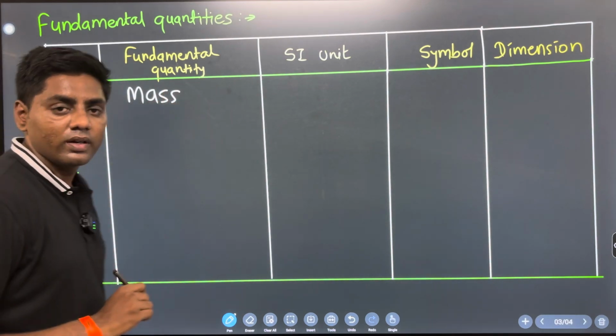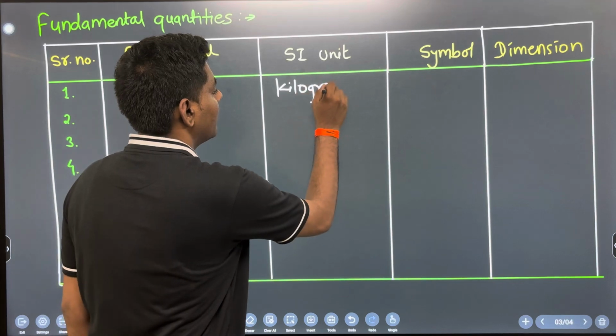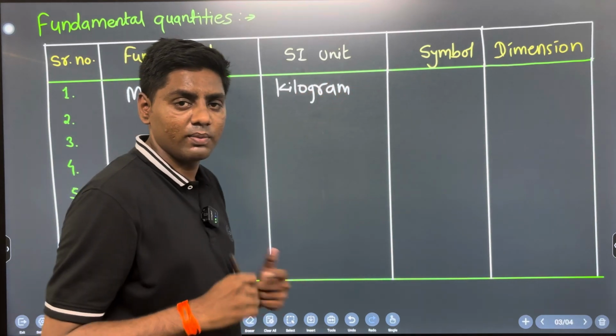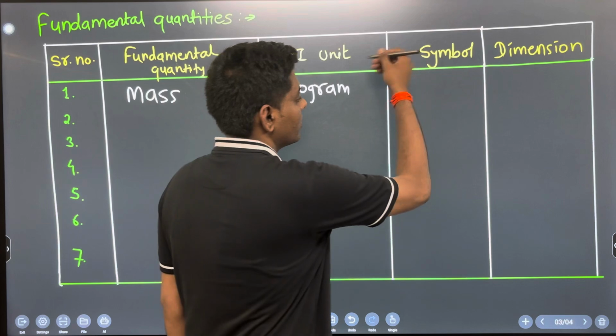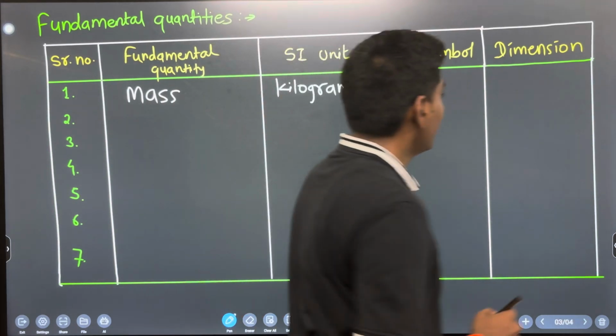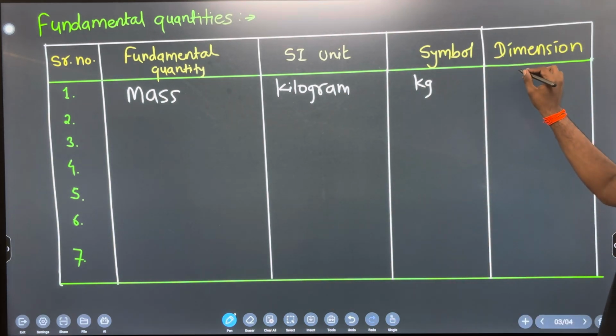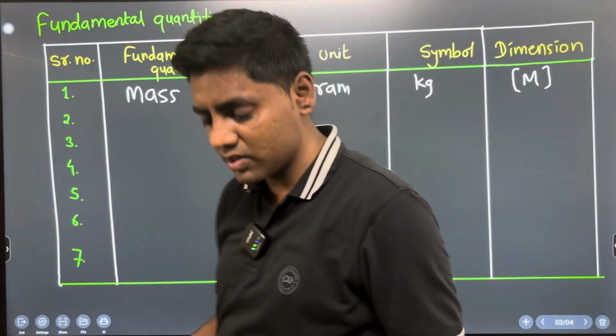So remember, having SI unit is kilogram. आपको भी मेरे साथ नोट्स बनाना है ताकि आप अच्छे से उसको रिकैप कर सकेंगे. So now its symbol is denoted by small k, that is g. So that is kg. And remember that dimensions represented for the mass is M. So we have to write down the dimensions into the bracket.